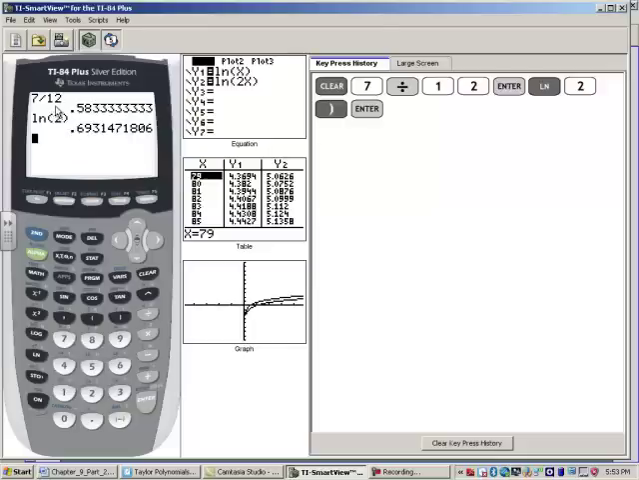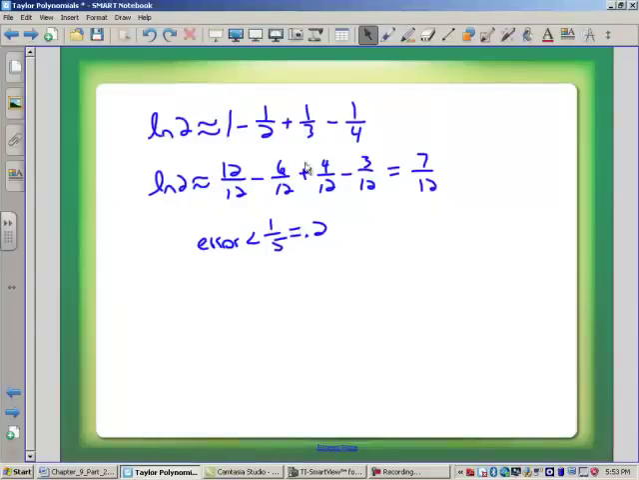So the natural log of 2 was actually within that boundary. So I used the first 4 terms and I approximated the natural log. If I wanted to get a closer approximation, I would just keep adding more terms there. So that's one of the reasons that Taylor polynomials are used, to actually approximate things that we don't know in our head.